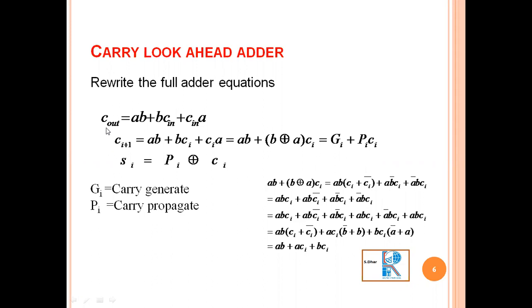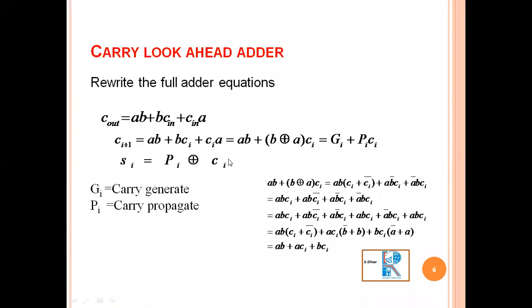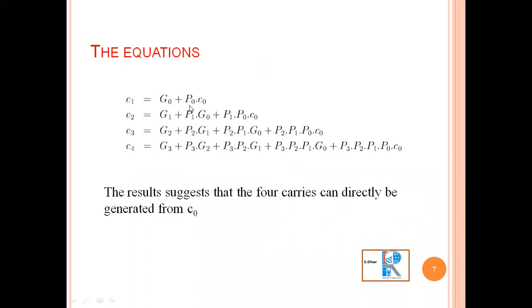So now we know C(i+1) is equal to Gi plus Pi into Ci. This is our simplified expression. Again, I repeat, C(i+1) is equal to Gi plus Pi into Ci. Now see what happens from this expression. If I put 0 in place of i, it will be C1 is equal to G0 plus P0 into C0.